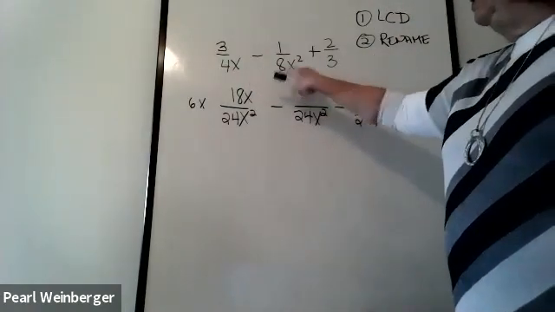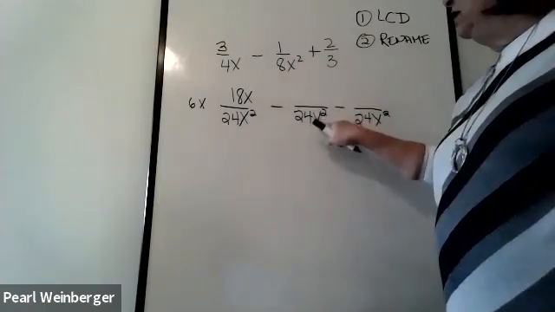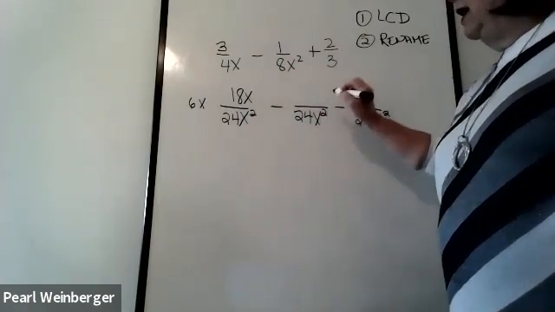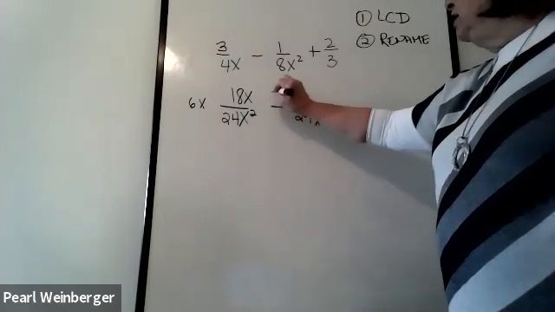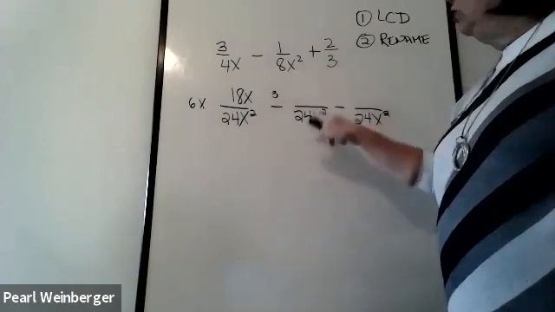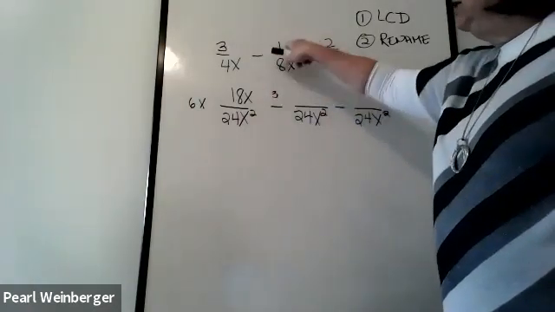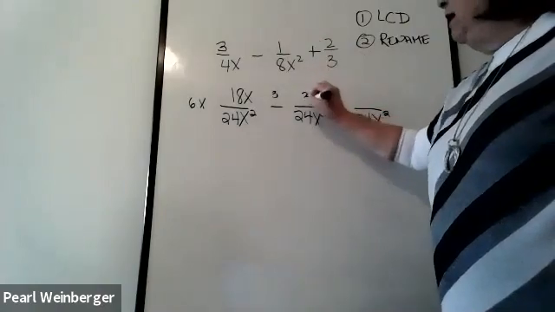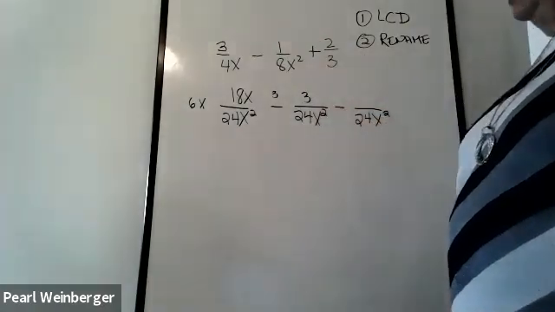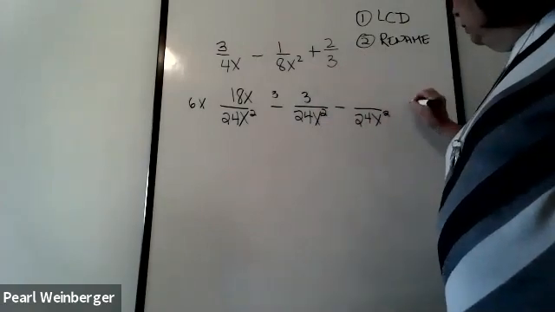Okay, now I have 8x squared. 8 into 24 gives me 3. The x squared is canceled out. I'm going to just put it over here. I have multiplied the 8x squared by 3 to get 24x squared. So I have to multiply the 1 by the 3 as well. And this gives me 3 as that numerator. Then I divide the 3 into the 24, gives me 8.